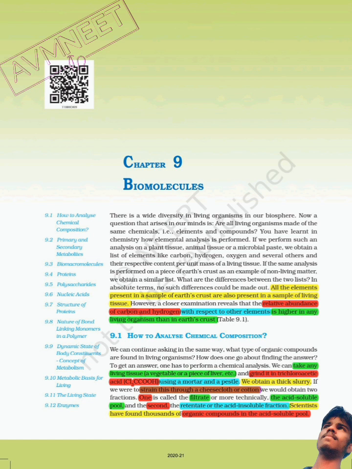We can take any living tissue and grind it in trichloroacetic acid using a mortar and a pestle. We obtain a thick slurry. If we were to strain this through a cheesecloth or cotton, we would obtain two fractions. One is called the filtrate, or more technically, the acid-soluble pool, and the second, the retentate, or the acid-insoluble fraction. Scientists have found thousands of organic compounds in the acid-soluble pool.